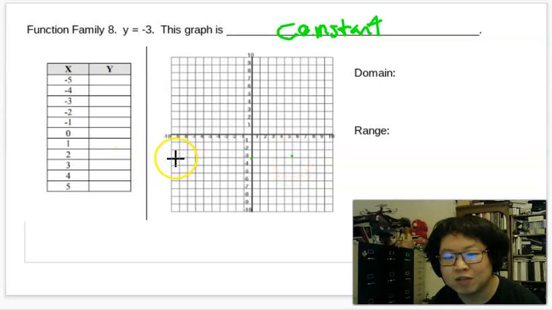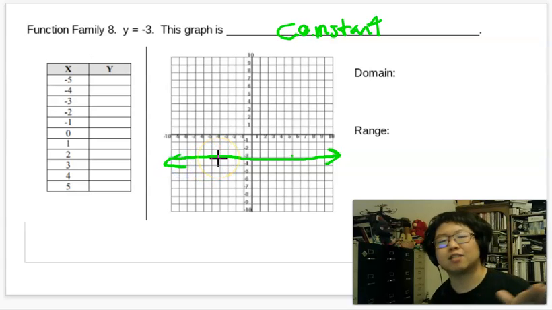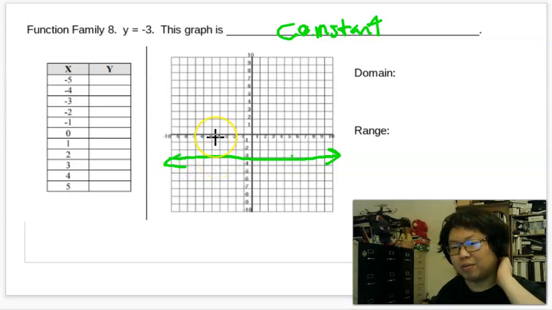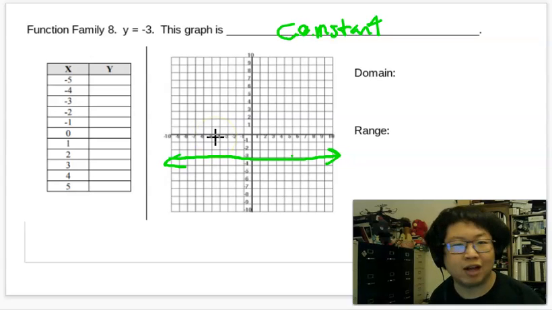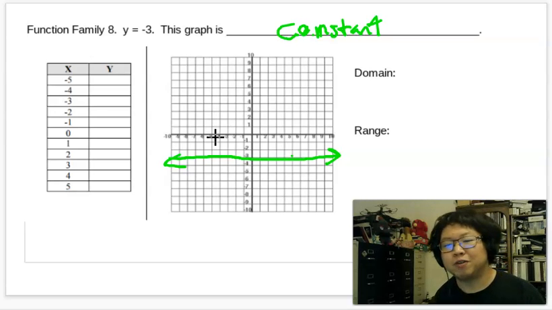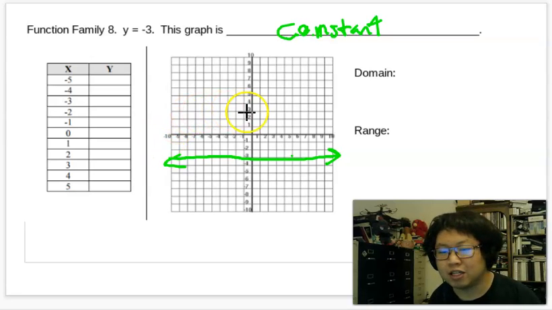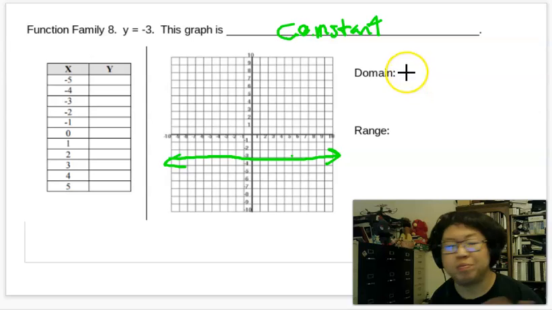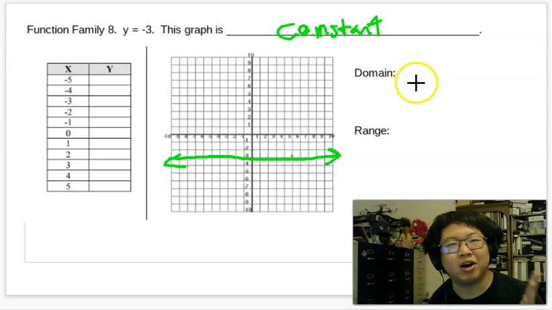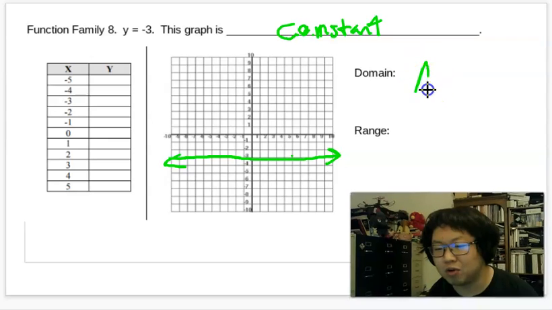So for this specific parent function, it just looks like a nice, straight, flat line. I guess you could say that this is kind of like the linear because it is a line. It should be in that family, but the difference is that this line has no slope. You're not going up or down, and so that's why we have a separate name. This is a constant function. And so when we talk about domain and range, you can pick any x. It has no bearing on what the y is, so this would be all real numbers.